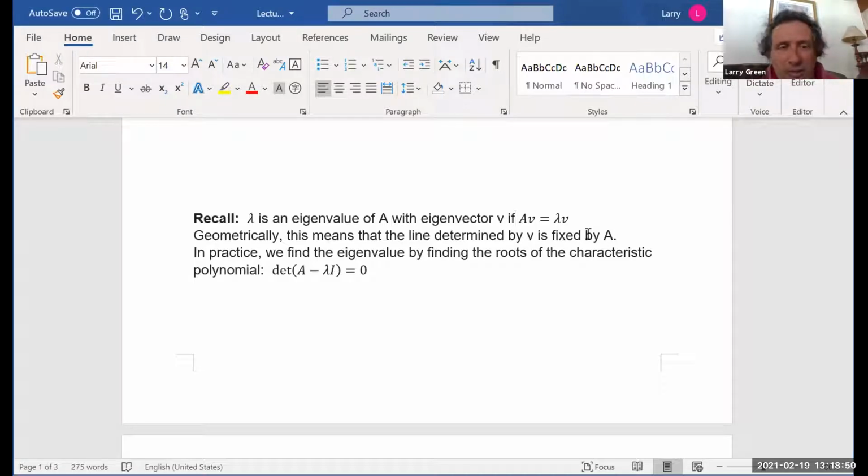So Av equals lambda v. Just note, geometrically, that A is a linear transformation. You can think of a matrix multiplication as a linear transformation, and it's a linear transformation on R^n. So the question is, what does it do to this vector? Well, it multiplies it by a constant. So geometrically, we can think of a vector, especially in this case, as part of a line. And you could just look at the line.